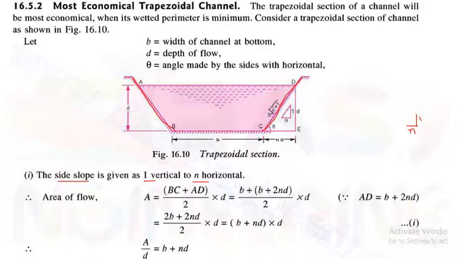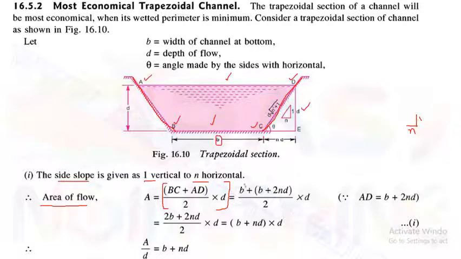So the area of flow is the area of the trapezoidal shape, right? Trapezoidal shape ABCD. So A is equal to (BC plus AD) by 2, into D. This is the area of the trapezoid ABCD. BC is this side, AD is this side, the whole divided by 2, into D, which is the depth of the flow. And BC is B.